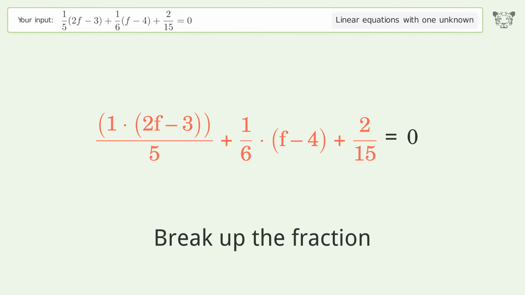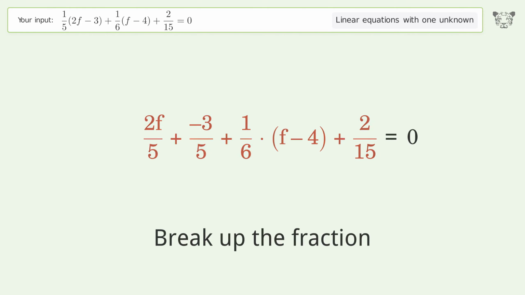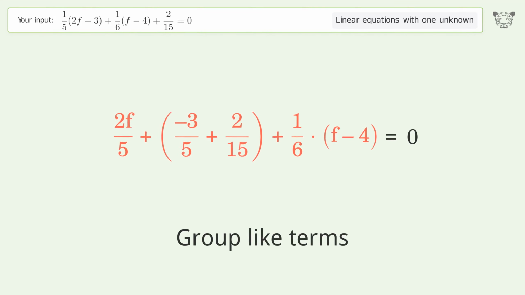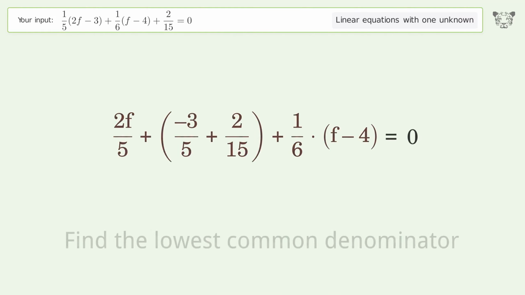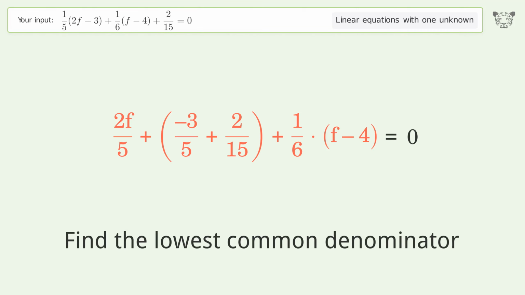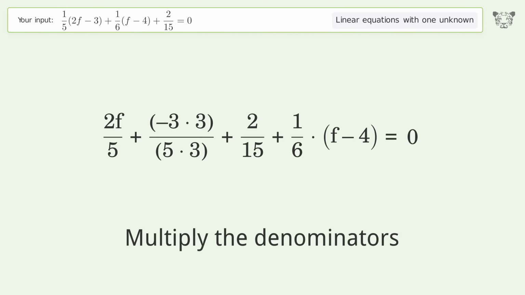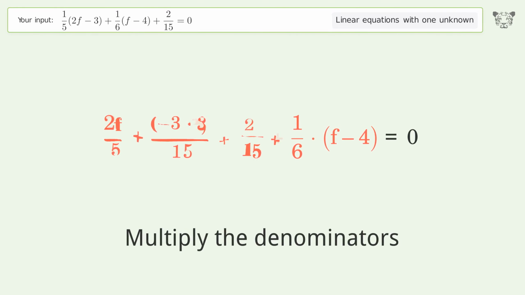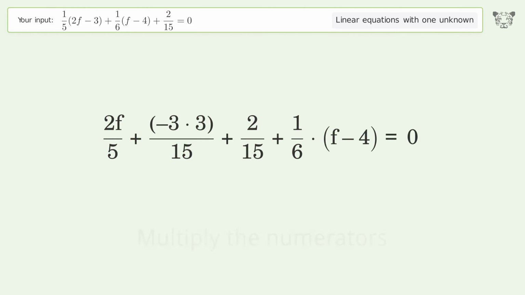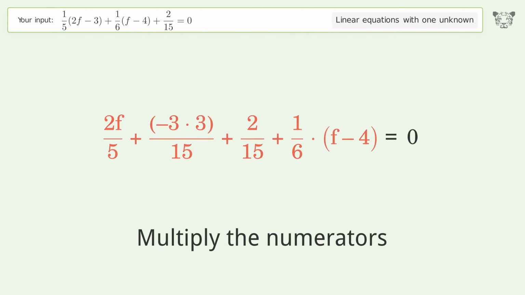Break up the fraction. Group like terms. Find the lowest common denominator. Multiply the denominators. Multiply the numerators.